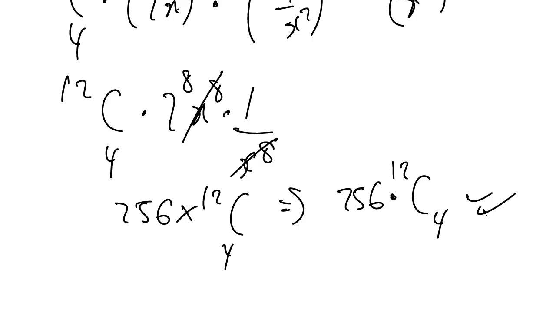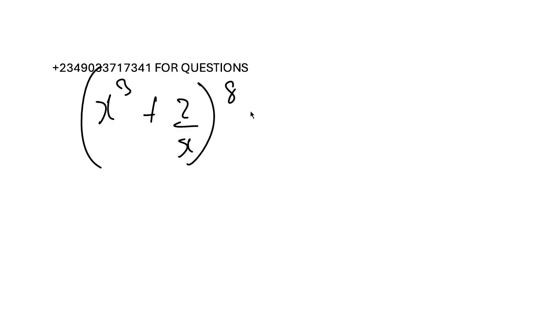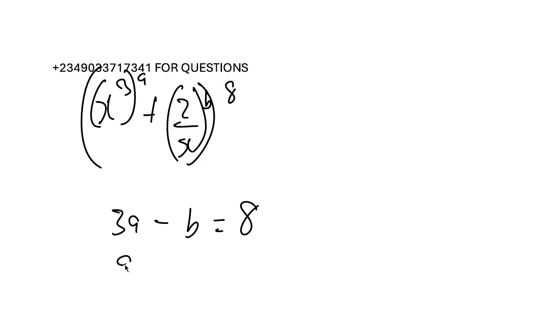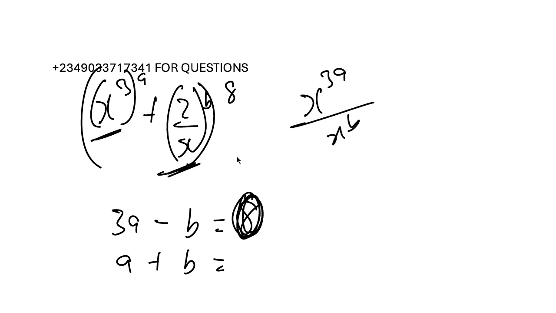Do you understand? Now, this is my last question on this, and then we call this video to a close. x cubed plus 2 over x, to the power 8. If you are asked in the exam, the independent term of this expansion is what? You don't have time. So raise this to a, raise this to b, isn't it? So you now have that 3a minus b is equal to what? 8. And that a plus b is equal to 0, because at the end of the day, the division of x power 3a over x power b, from here and here, should be equal to x raised to power 0, because we are looking for the term independent of x.